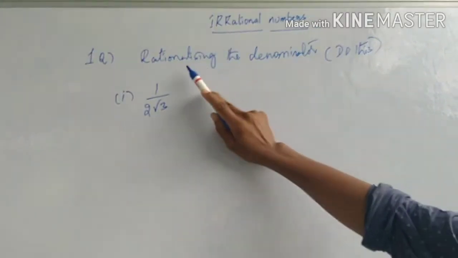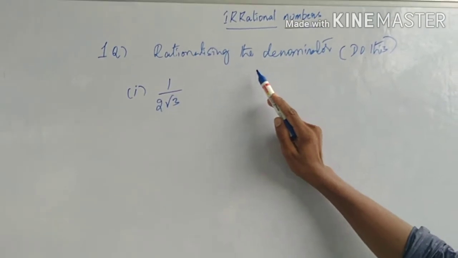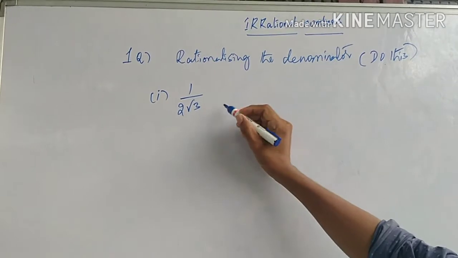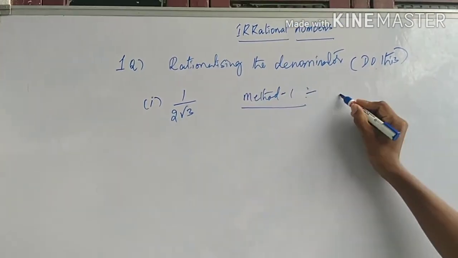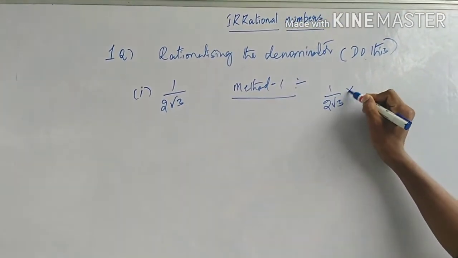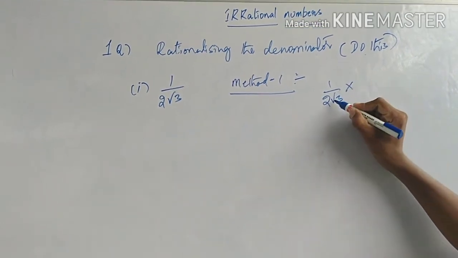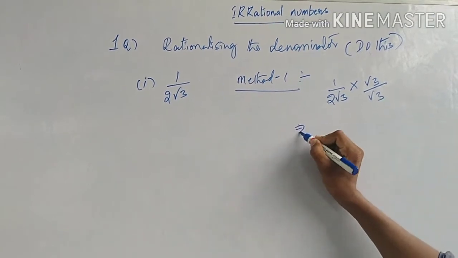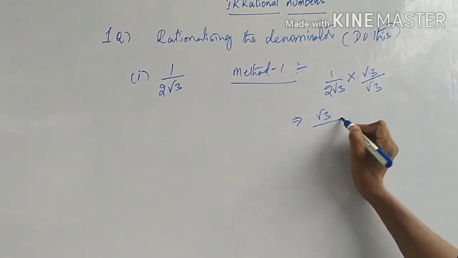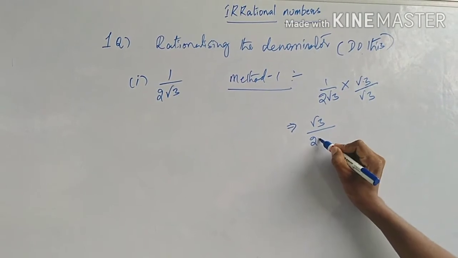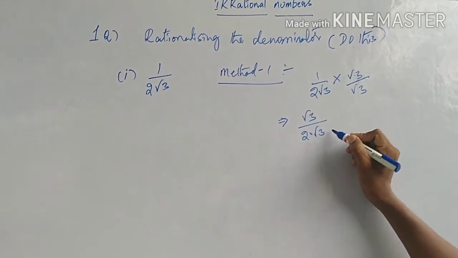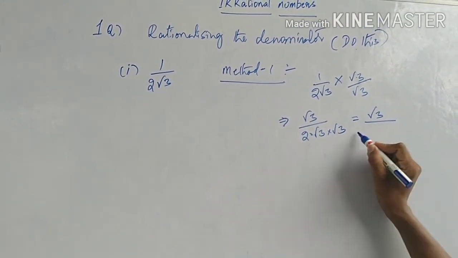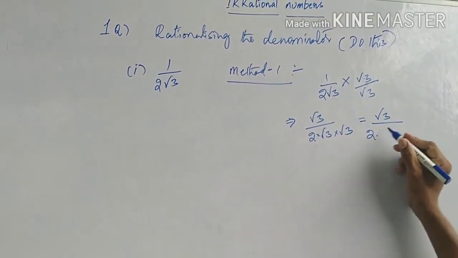In do this, our first question is rationalizing the denominator. So the first question is 1 by 2 root 3. Rationalizing the denominator: 1 by 2 root 3 into, here the irrational part is root 3, so root 3 divided by root 3. 1 into root 3 is root 3. 2 root 3 into again root 3. So root 3 by 2 into root 3 into root 3.